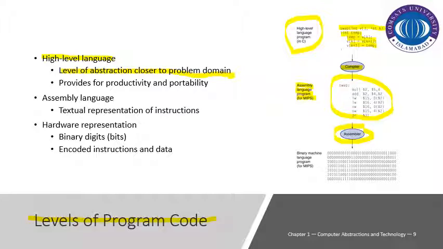And then afterwards we are using some dedicated tools for intermediate conversion. For example, that high level code is converted into assembly code. That is basically the textual representation of the instructions for a specific, utilizing the specific instruction set architecture. And afterwards that textual representation of the assembly code is converted into the hardware representation, that is basically the binary digits, and this is basically the encoded instructions and data.